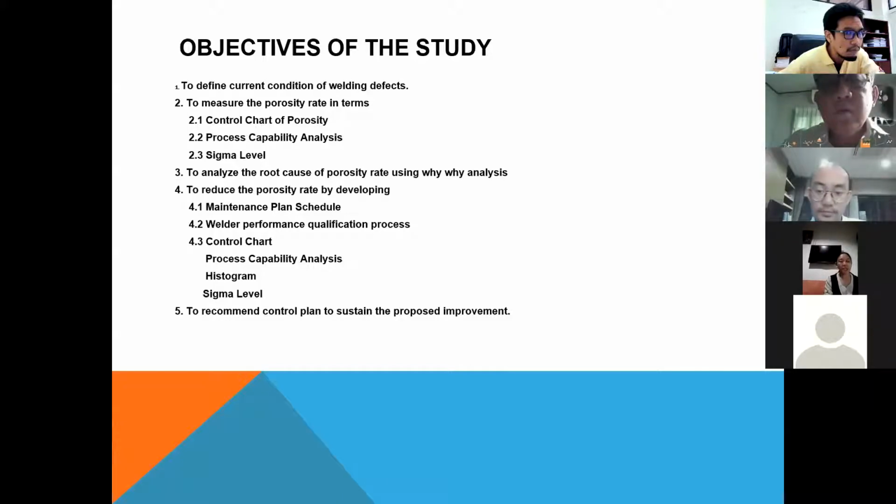So here are the objectives of the study. First, to define the current condition of welding defects. Then to measure the porosity rate in terms of control chart of porosity, process capability analysis, and sigma level. The third is to analyze the root causes of porosity rate using why-why analysis, and to reduce the porosity rate by developing maintenance plan schedule, welder performance qualification process, and also control chart, process capability analysis, and so on. And the last is to recommend control plan to sustain the proposed improvement.